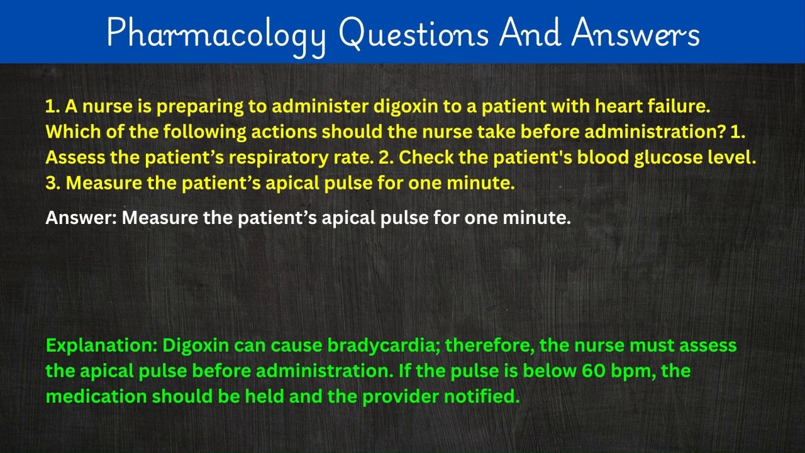Answer. Measure the patient's apical pulse for 1 minute. Explanation. Digoxin can cause bradycardia. Therefore, the nurse must assess the apical pulse before administration. If the pulse is below 60 bpm, the medication should be held and the provider notified.